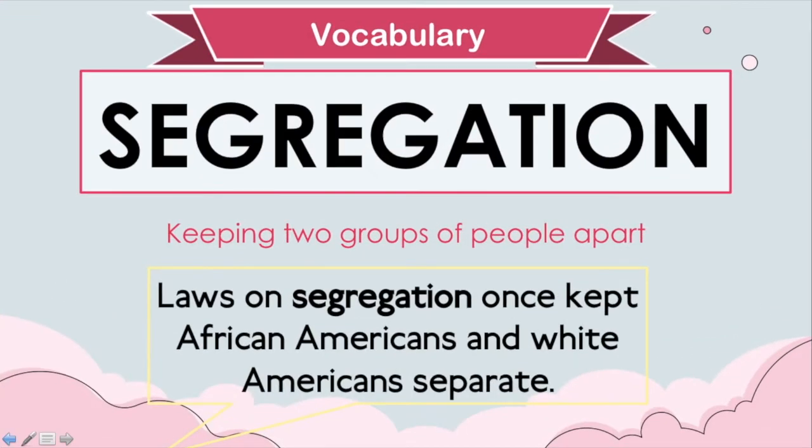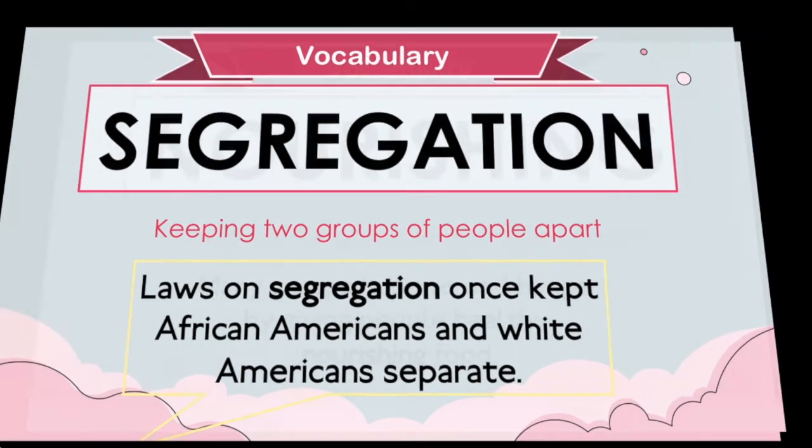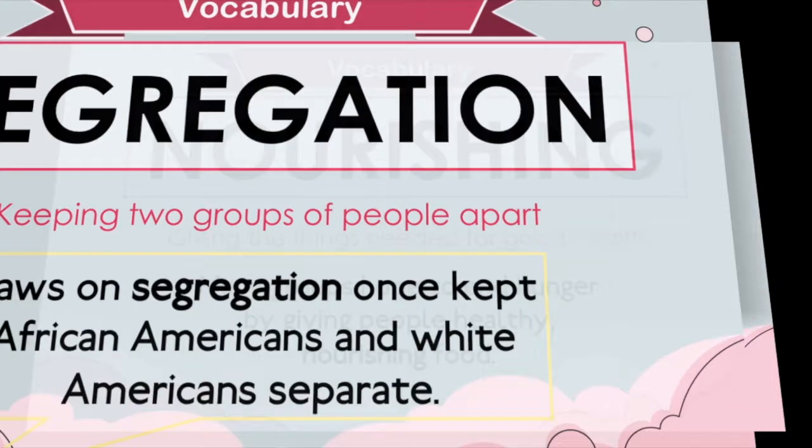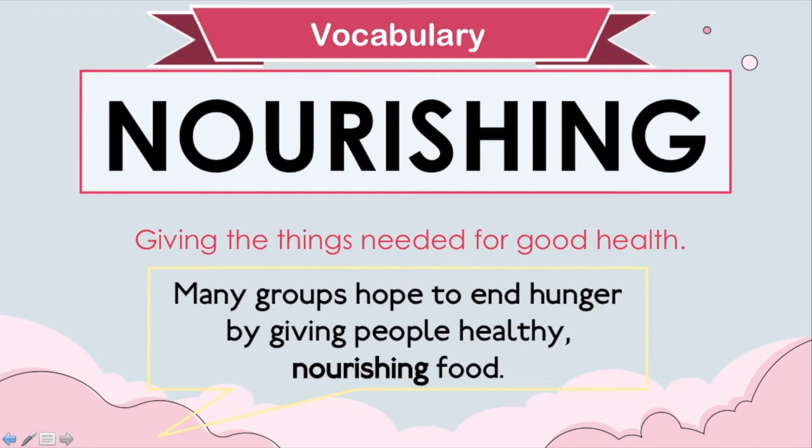Our next word is segregation. Keeping two groups of people apart. Laws on segregation once kept Black Americans and white Americans separate. Nourishing is our next word. Giving the things needed for good health. Many groups hope to end hunger by giving people healthy, nourishing food.